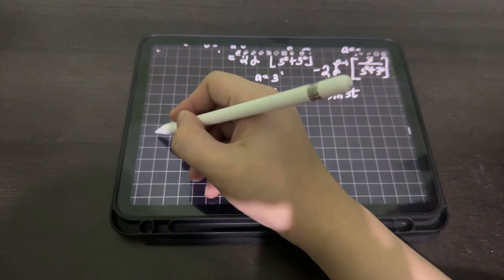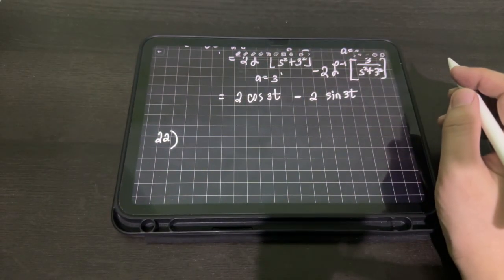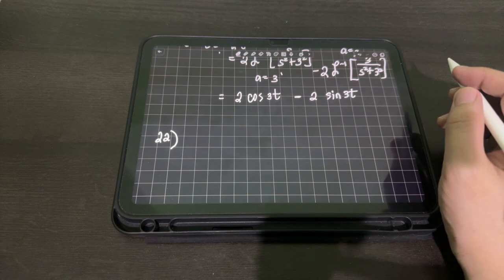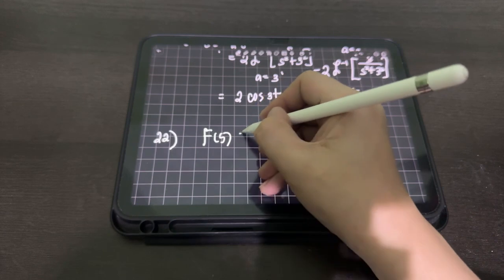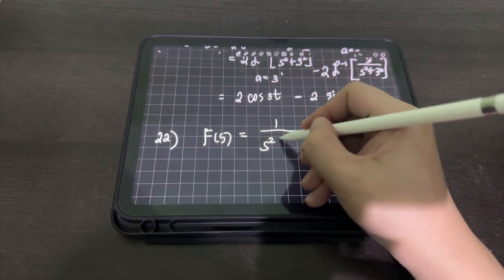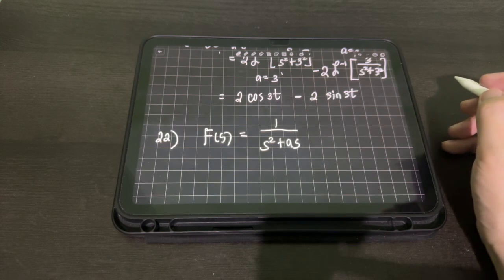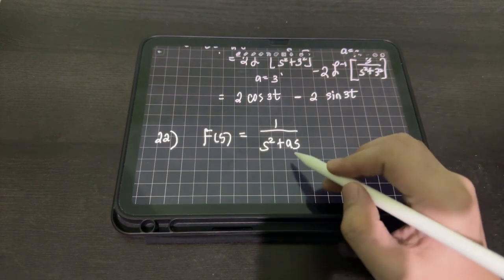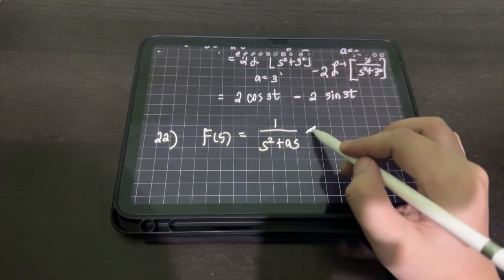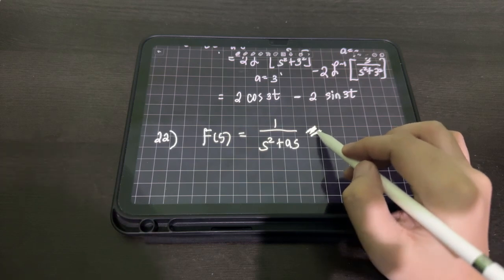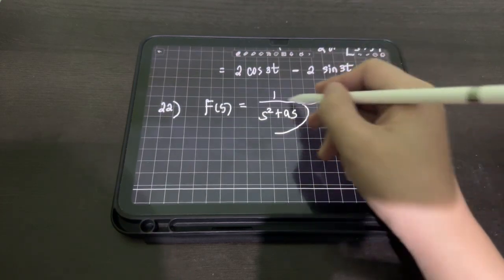Next, 22. Okay, for 22, what if we have F of s is equal to 1 over s squared plus as? Okay, a here is a constant. So notice that we don't have a standard inverse Laplace transform formula for this form.